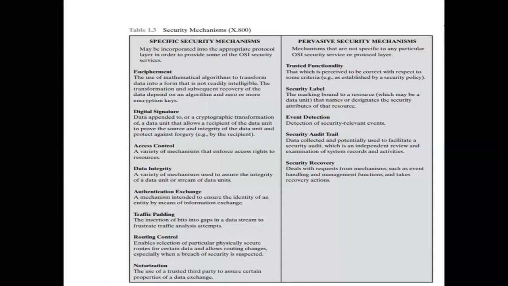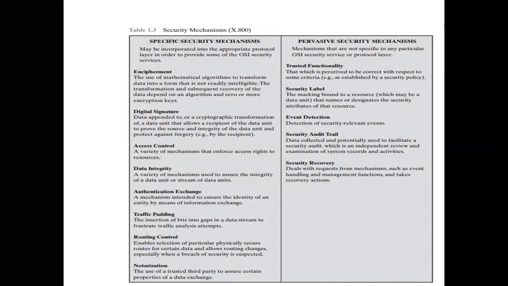And the next one is traffic padding. For example, whenever you are communicating data, some data may be lost. That gap has to be filled with the insertion of bits. For example, you are sending "hi, hello", and in between the words there is some gap. The gap you fill with unique information, which is represented as traffic padding.